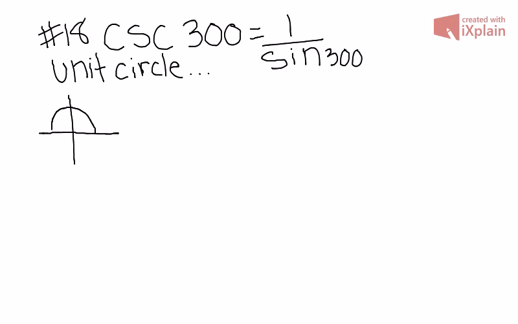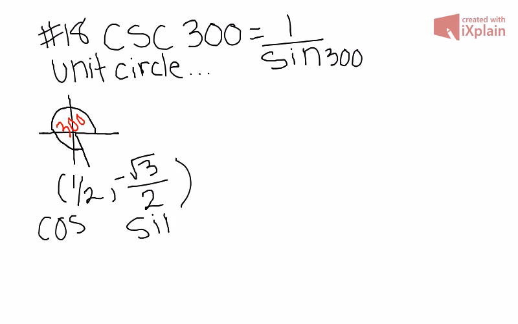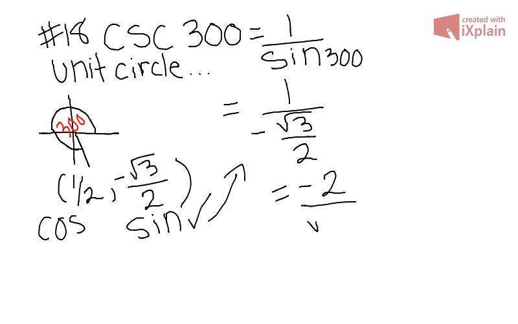So we go here on our unit circle, and we go around 300 degrees, right? And then we find what that terminal point is, and it's 1/2, negative radical 3 over 2. Remember, that's cosine, sine, and we want the sine. So we have negative radical 3 over 2 on the bottom, right? We're just replacing that up there. And then all we have to do is simplify. So that fraction gets flipped, and we have negative 2 over radical 3.